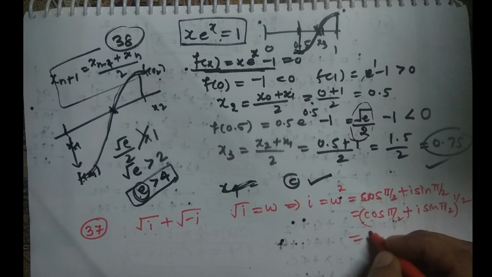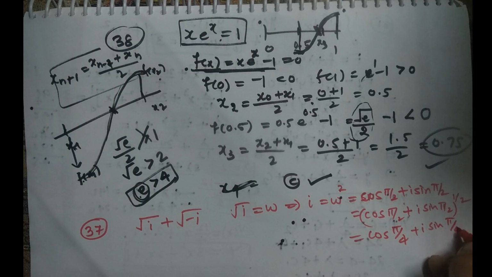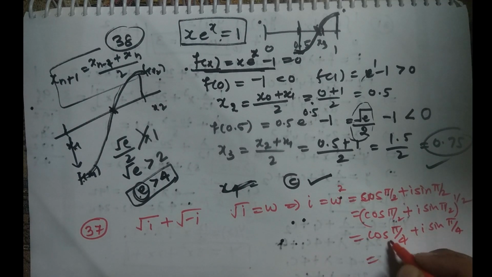If I apply De Moivre's theorem, I will get cos of (pi/2)/2, which means pi/4, plus i sin of (pi/2)/2, which means pi/4. This is nothing but 1 by root 2, and this is also 1 by root 2. So (1 + i) by root 2.